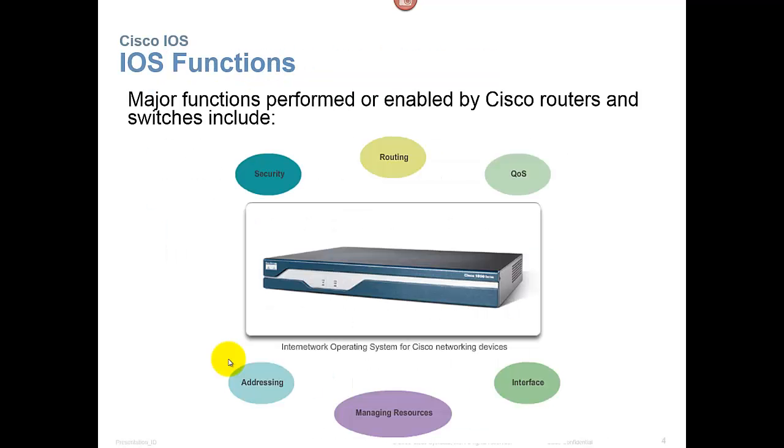The IOS functions. Some major functions performed or enabled by the Cisco IOS on routers and switches include security, routing, the different routing protocols, QoS, the interfaces, managing your resources, and addressing. For instance, moving from IPv4 to IPv6 in a newer model, or maybe you're upgrading an existing router to use IP version 6. Routing, for instance, some of the older IOSs don't support OSPF version 3. The new version 15 of the operating system is going to support that newer version of OSPF.